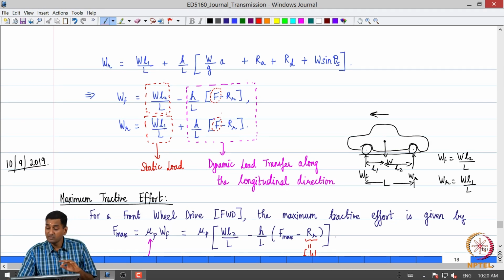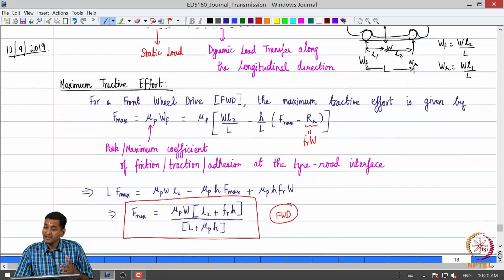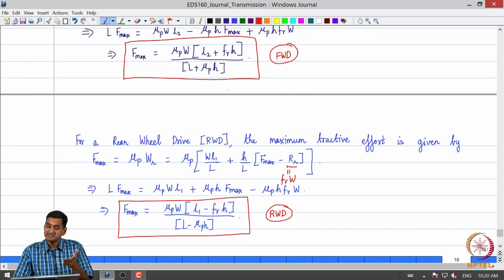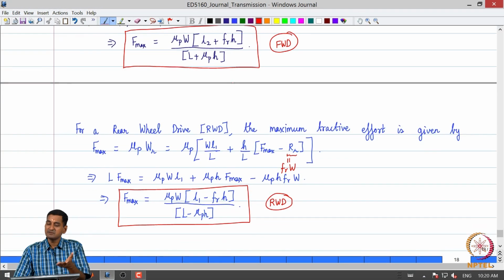So, the dynamic load transfer during acceleration seems to be increasing the maximum tractive capacity available at the rear wheels. If you compare only the denominator term, okay, we are going one by one. So, that is the first observation. Now, let us look at the numerator.